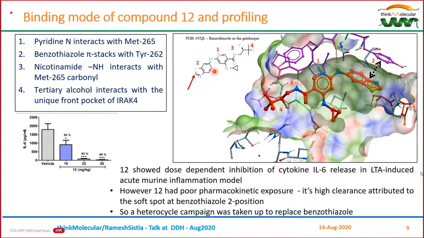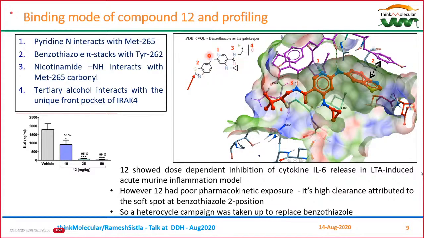So what was wrong with 12? Why did we not stop at 12? We didn't stop at 12 because 12 had poor exposure, and in general, you had to drive up the doses a lot to see consistent efficacy in long-term efficacy models. It had poor pharmacokinetic exposure. From our medchem intuition, as well as some biotransformation studies, what we thought was that this is the 2 position of the benzothiazole where the oxidation is happening, which is resulting in a high clearance of this compound 12.